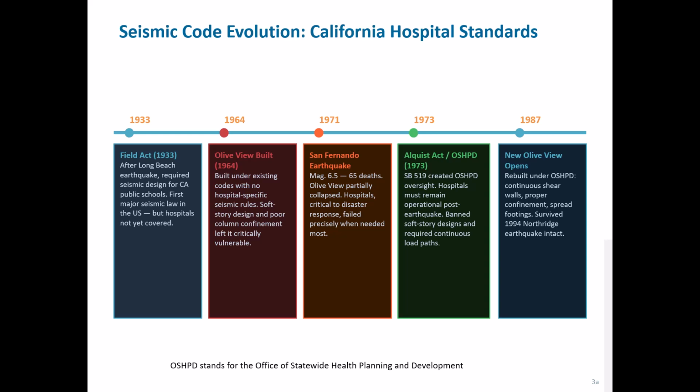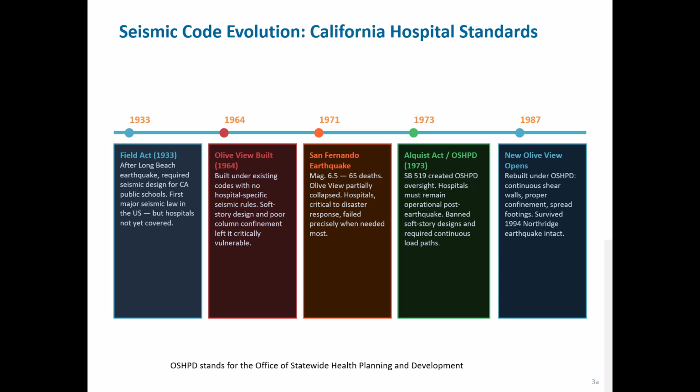And the Olive View Hospital, the original one, was built in 1964, and under the existing codes of the time, which were insufficient. So at that time, there were no hospital-specific design rules. So soft story design and poor column confinement left it critically vulnerable, as we've mentioned.